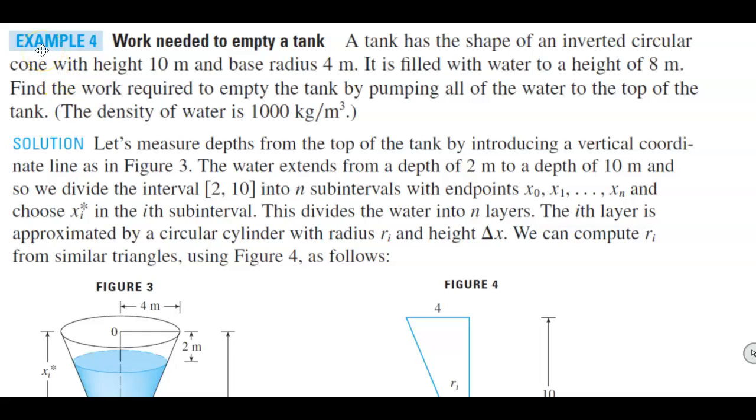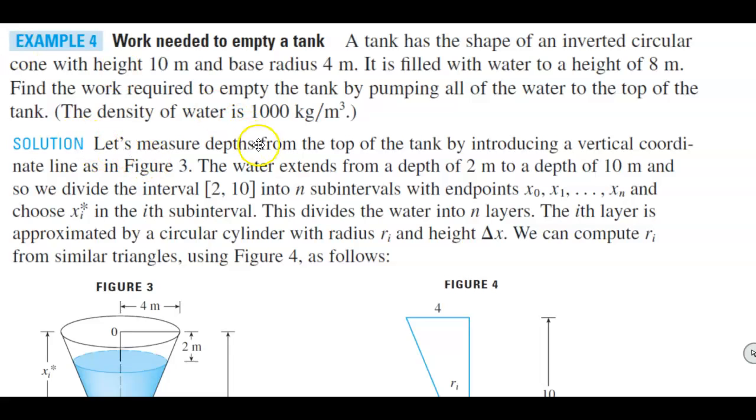In example number 4, work needed to empty a tank. A tank has the shape of an inverted circular cone with height 10 meters and base radius 4 meters. It is filled with water to a height of 8 meters. We want to find the work required to empty the tank by pumping all of the water to the top of the tank. The density of the water is 1,000 kilograms per cubic meter.